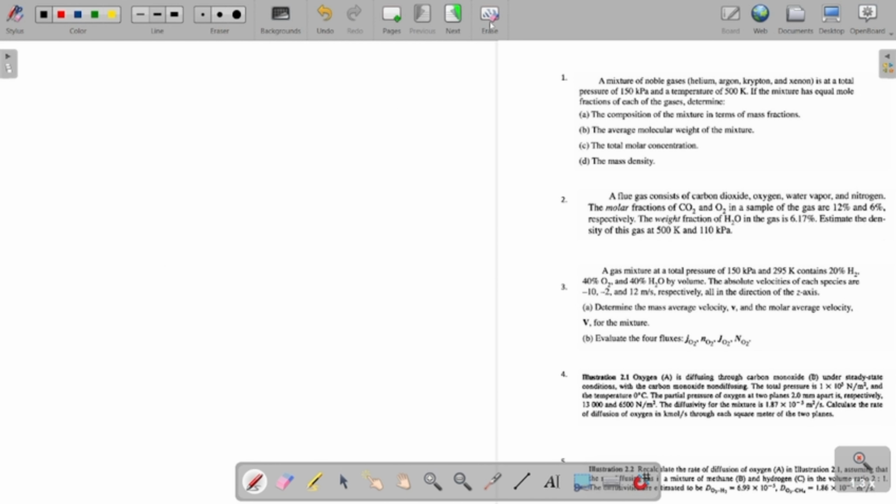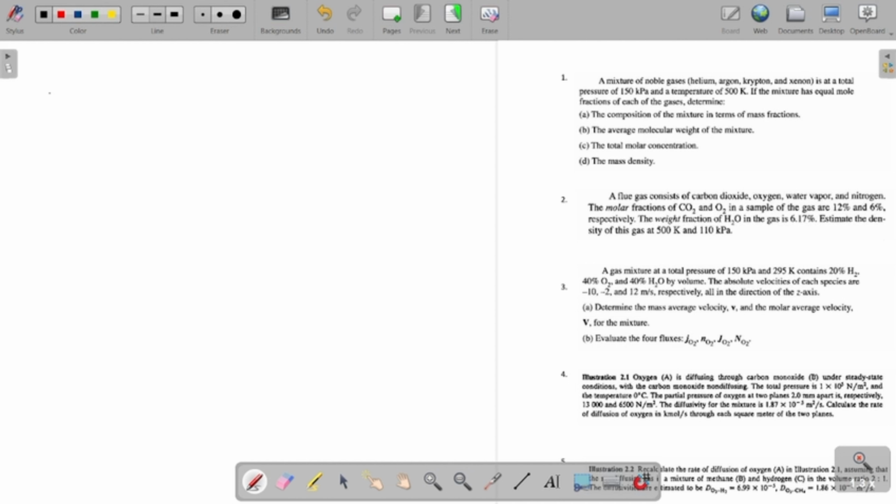So let's look at the third question, where we have to evaluate some things. The third question is telling us to evaluate mass velocity and molar velocity. So over here, we are talking about the mass velocity.